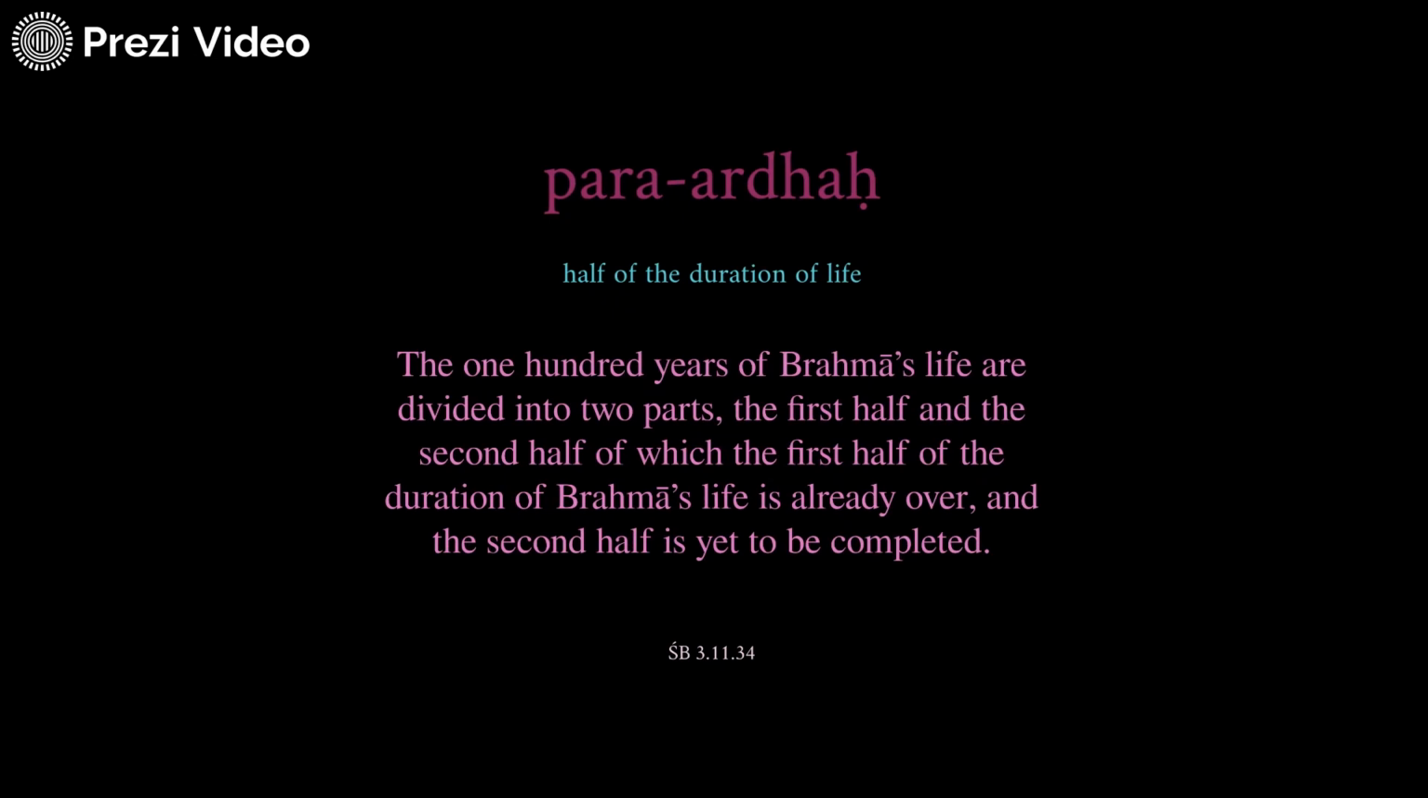Half of the duration of life. The 100 years of Brahma's life are divided into two parts, the first half and the second half, of which the first half of Brahma's duration of life is already over, and the second half is yet to be completed.